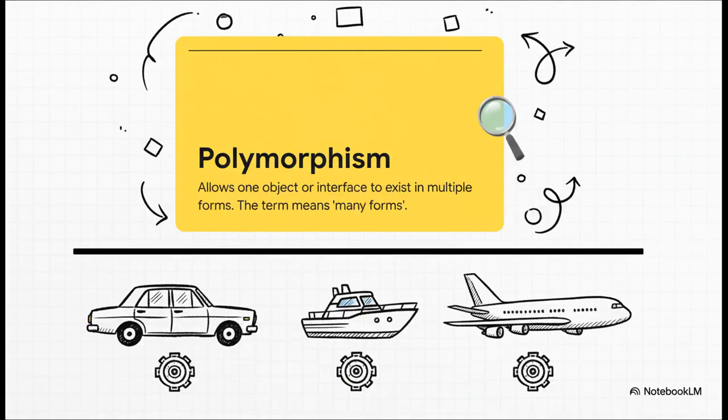And our final pillar has a bit of a fancy name, polymorphism. But don't let that fool you, the idea is actually pretty simple. The name just means many forms. Think about an action like start engine. The way a car starts its engine is totally different from how a boat does it or how a jet plane does it. Polymorphism is just this cool principle that lets us use one single command, like start engine, and have it do the right thing, depending on what object you're talking to.